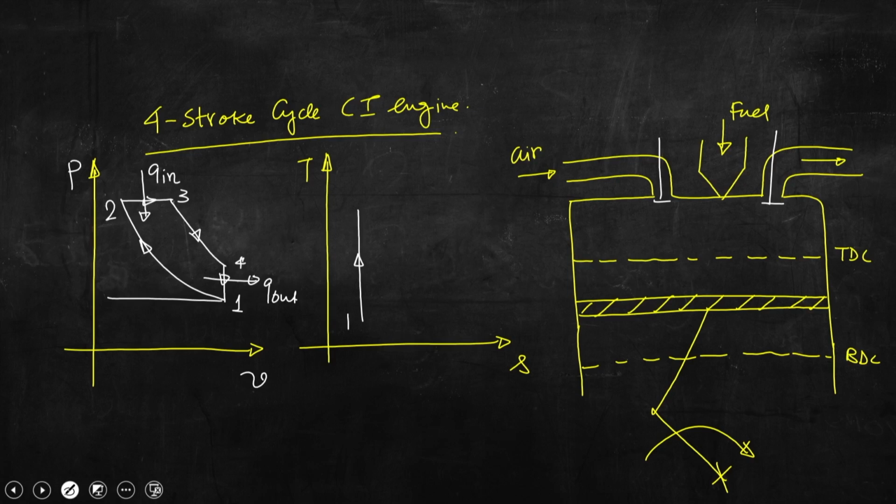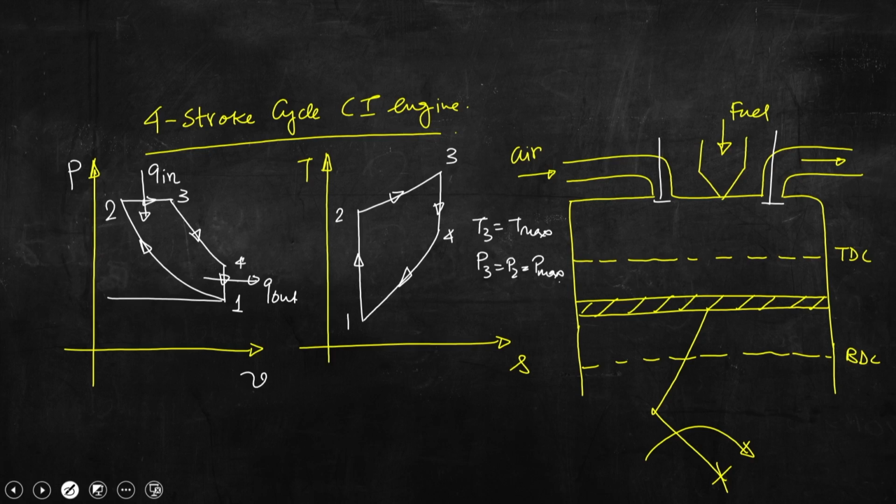Similarly, if we try to draw the processes in the TS plane, you can see that 1 to 2 is isentropic compression, then 2 to 3 is constant pressure combustion. So, here temperature will be maximum. So, this is 3, and then 3 to 4, this is the blow down. So, T3 is T max and P3 equal to P2 equal to P max. So, this is what we can see.